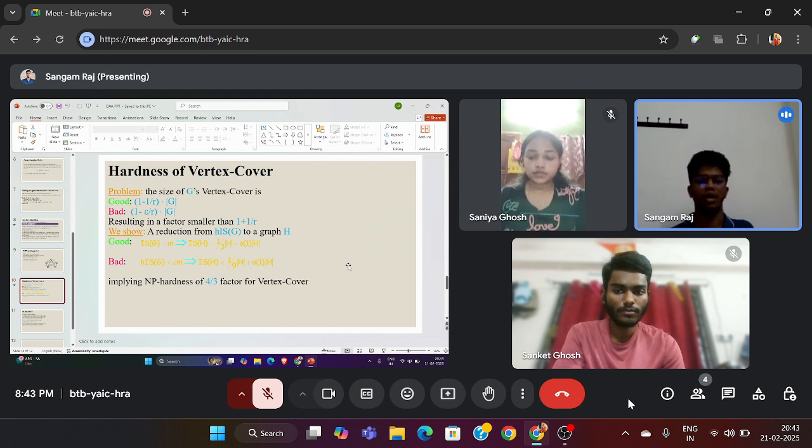Logarithmic hardness of approximation: the set cover problem is logarithmically hard to approximate. It cannot be approximated better than big O of log n unless P equals NP. Since vertex cover generalizes set cover, it also inherits this big O of log n hardness in general cases.